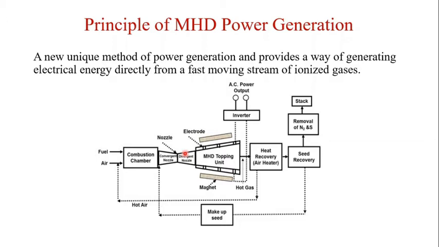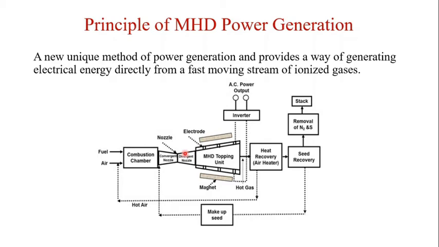After that, the ionized gases are moved in a duct known as the MHD duct at a very high velocity. This movement of gas ions in the MHD duct, in which a strong magnetic field is applied, leads to electromagnetic induction, and as a result EMF is induced in the pair of electrodes. The electrodes are connected to the external circuit and they deliver current to the external circuit or the load.